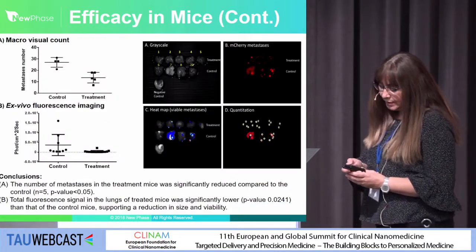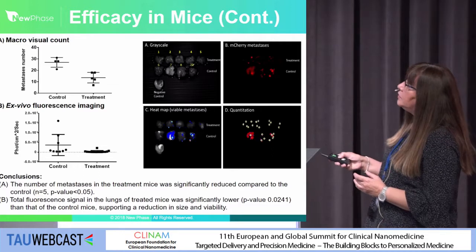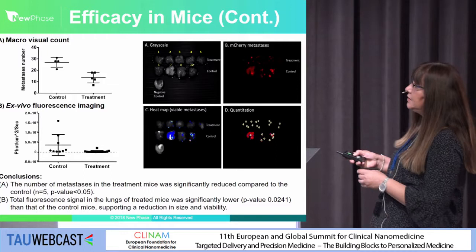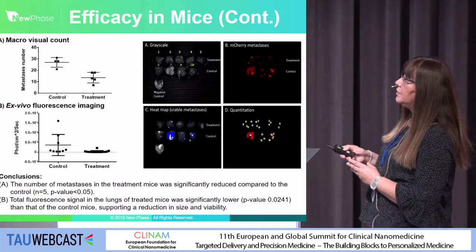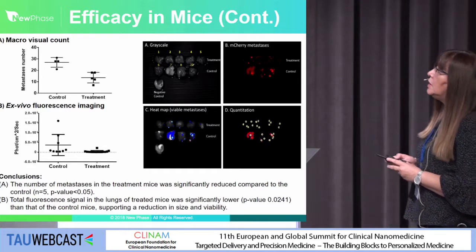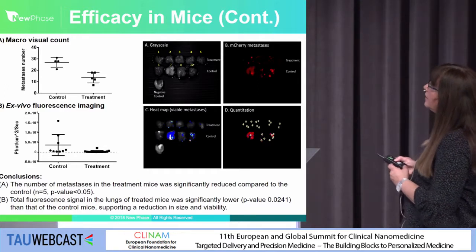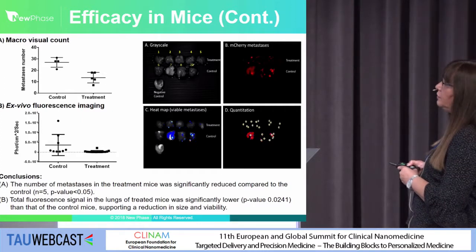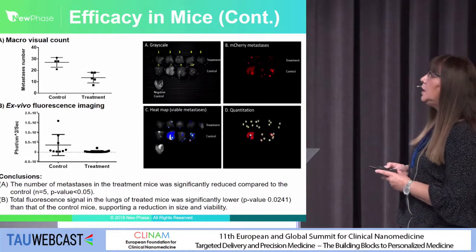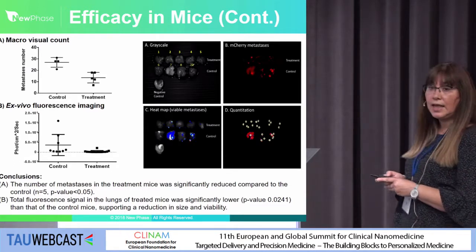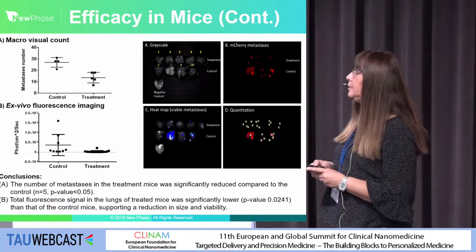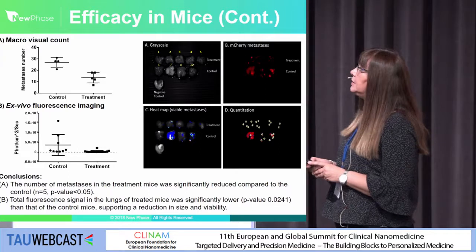So here you can see the data. These are the results of the macrovisual count. You can see that the number of metastases in the treatment mice was significantly reduced. These are the results of the ex vivo imaging, mCherry metastasis, the heat map of the viable metastasis, as well as the quantitation that was plotted here. And you can see that the total fluorescence signal in the lungs of the treated mice was significantly lower, supporting both a reduction in size and in viability.